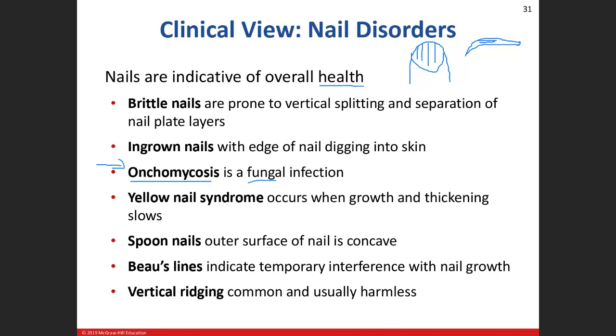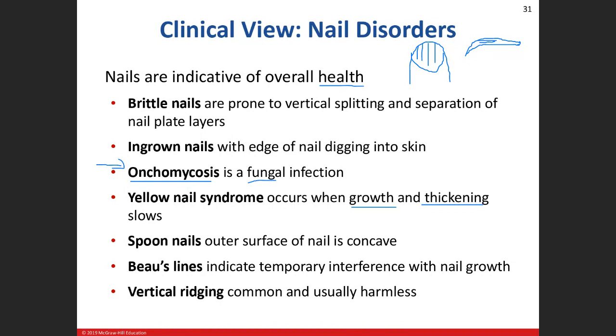Yellow nail syndrome. When we see a thickening here, and a reduction in the growth of the nail tissue, again, that could be several causes. A lot of times it's going to be malnutrition. That's going to cause that.